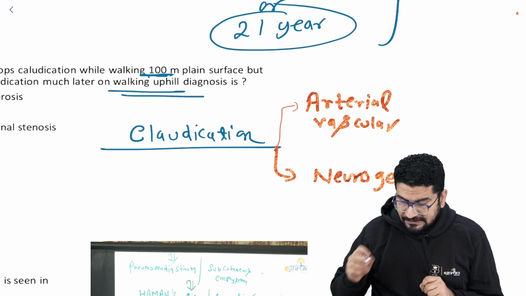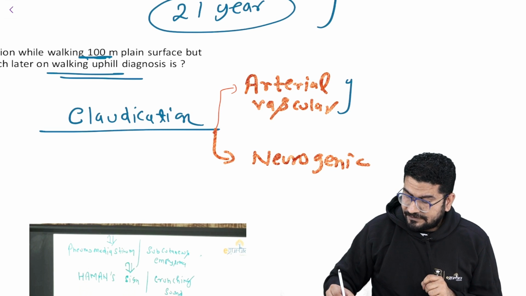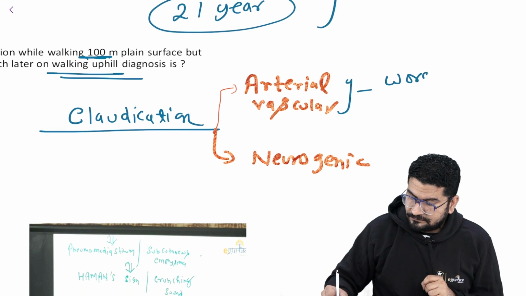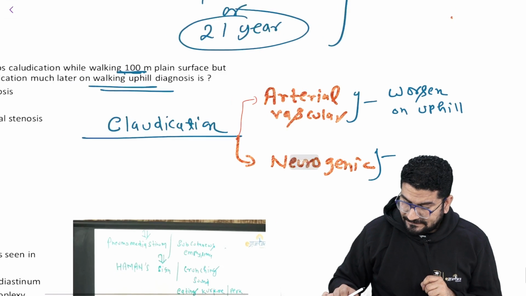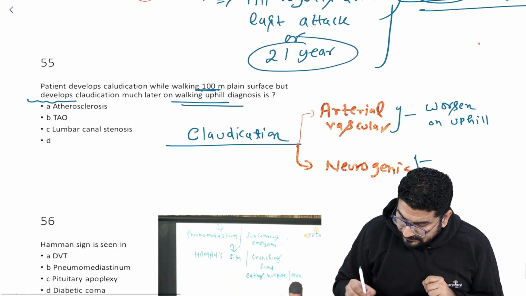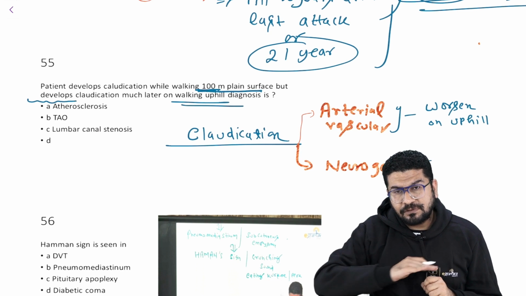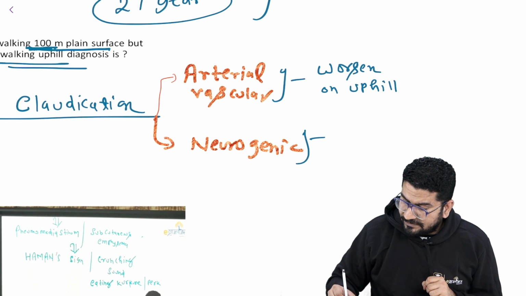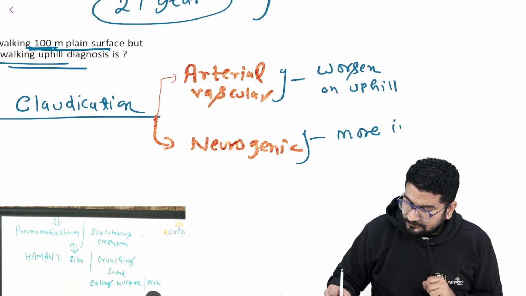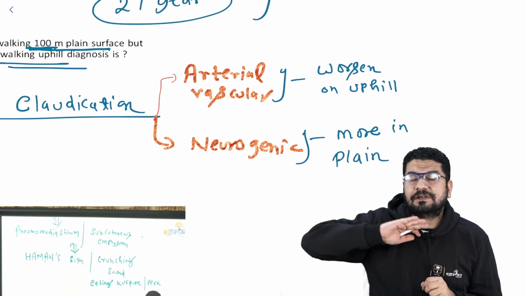So understand this. If you see claudication that is arterial, a vascular claudication, this will worsen on uphill, whereas neurogenic claudication, you can see in the question, the patient developed claudication while walking 100 meters on a plane surface. So he is having more claudication on the plane surface. In neurogenic claudication, you will see this will be more on the plane surface, right? And arterial claudication will be more when we go uphill.